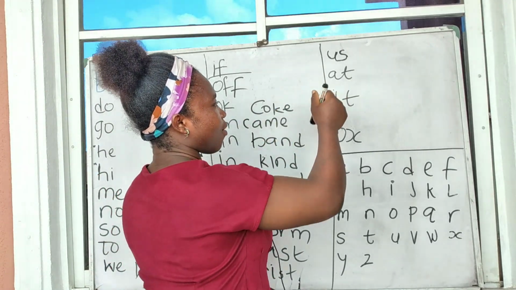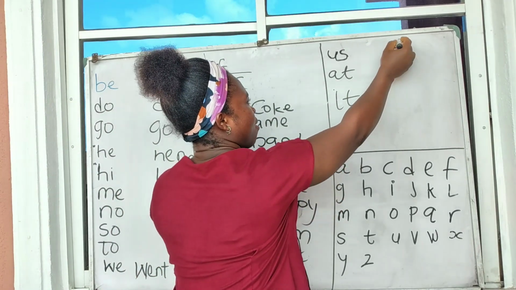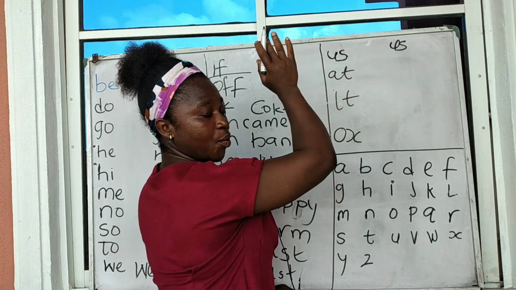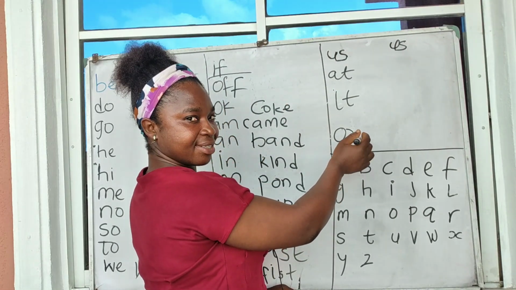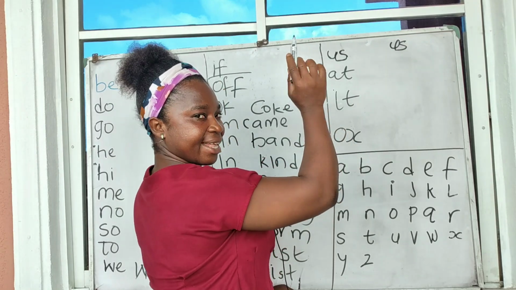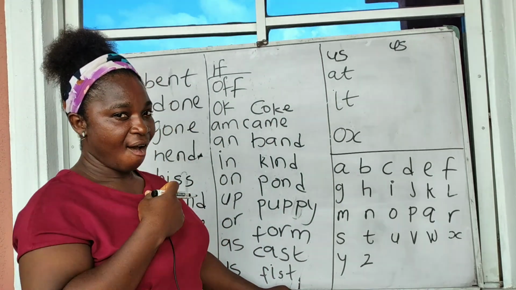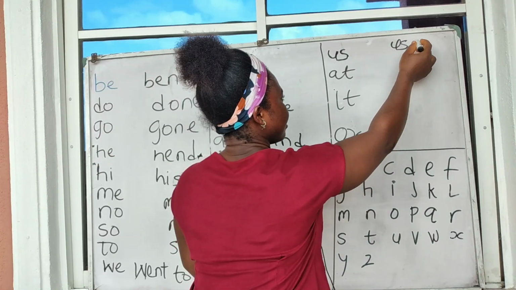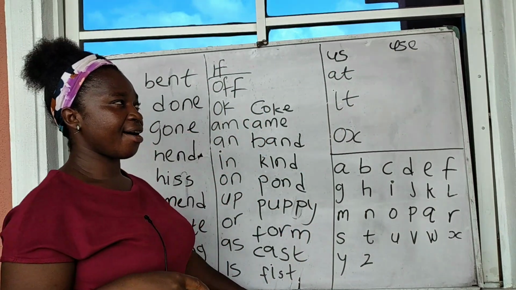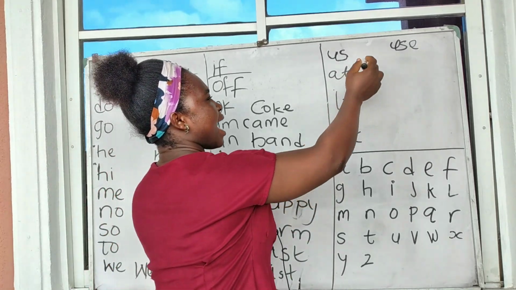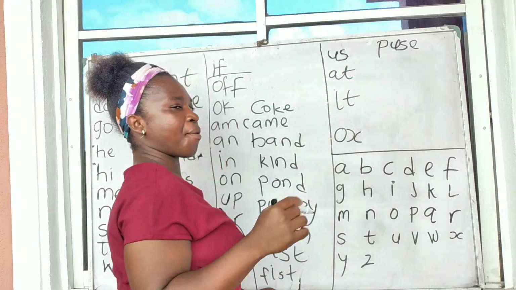Right here I have us. This is ox, and this is us. The U and the S. So I have us, okay? I add letter E right here. I have use. And when I add P here, I have pause.